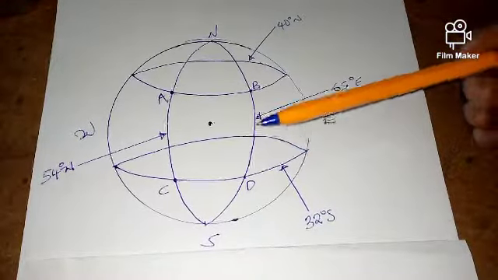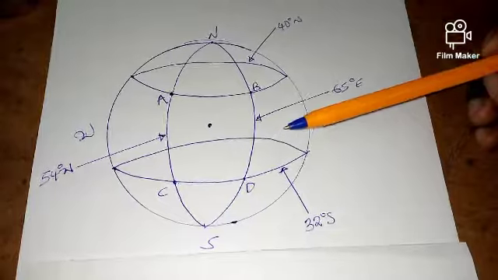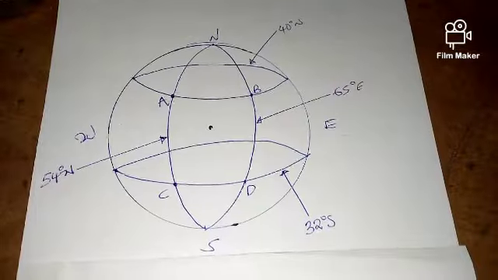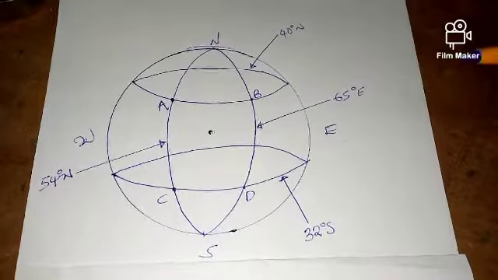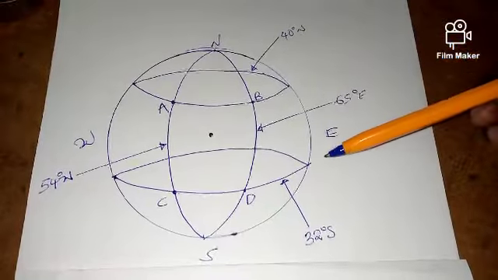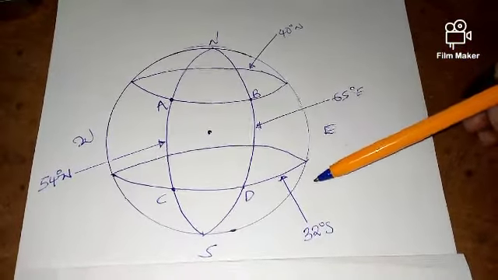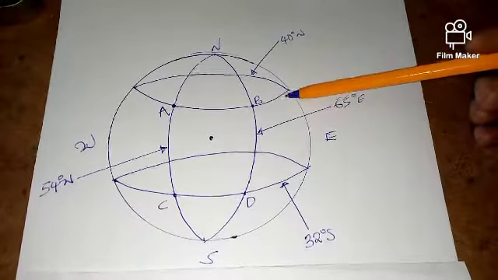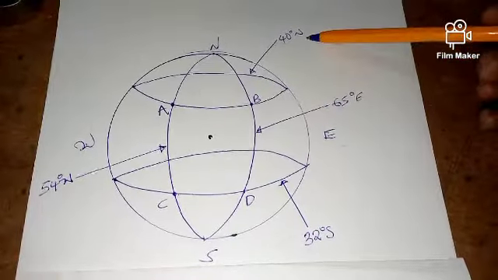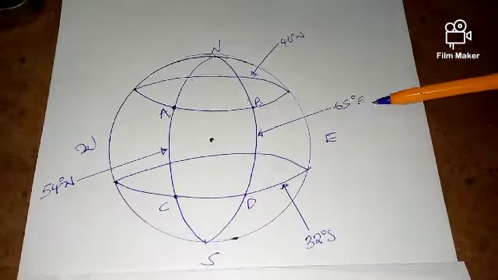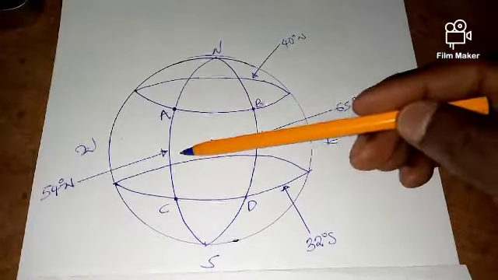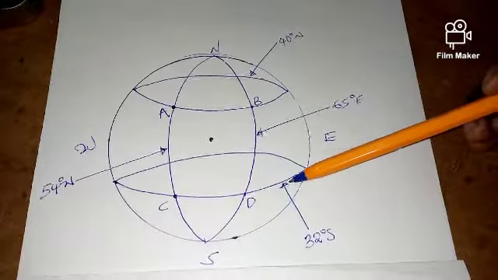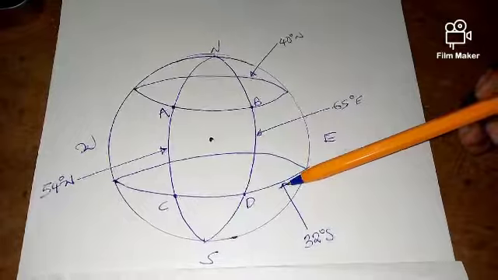Okay, so the latitudes and the longitudes, this is one of the major roles they play, giving us locations of places. Now when you look at this Earth surface, each latitude and each longitude in this diagram has been named already. So you can see that, for example, this latitude is 40 degrees north, and this longitude here is 65 degrees east, and we have another longitude here which is 54 degrees west. Then we have this latitude here which is 32 degrees south.